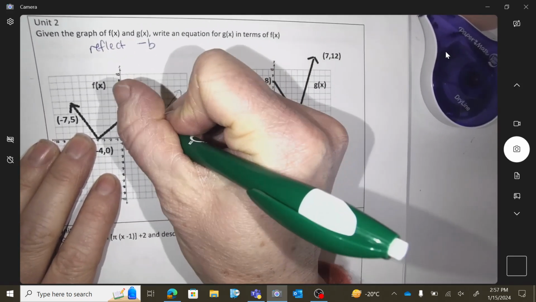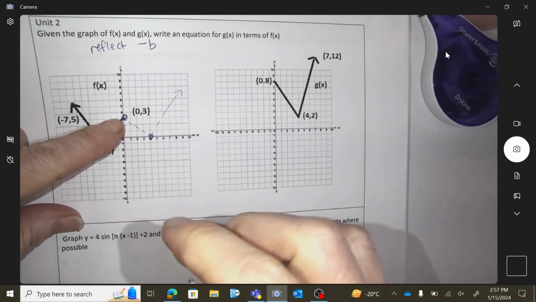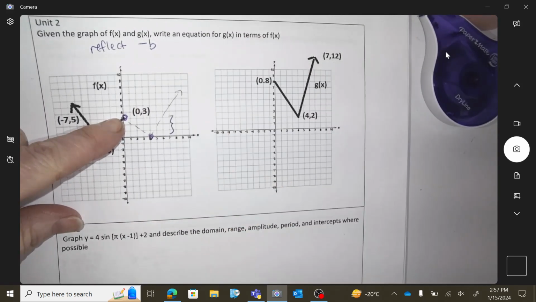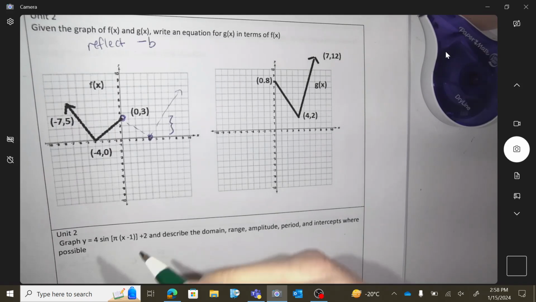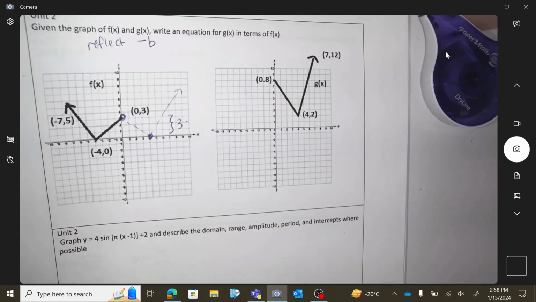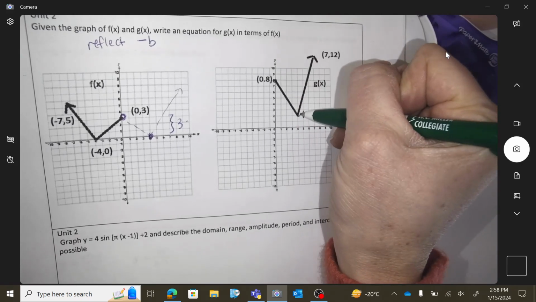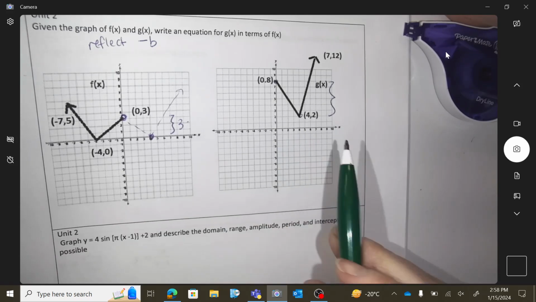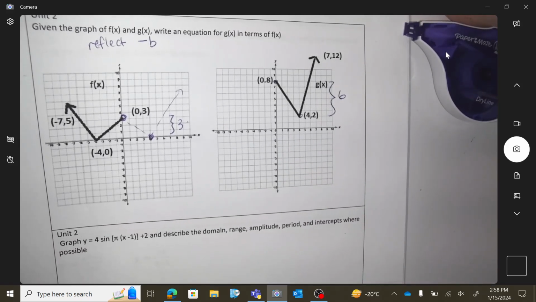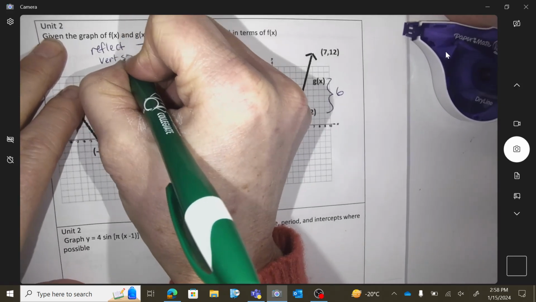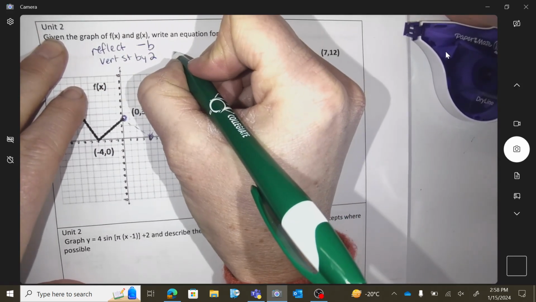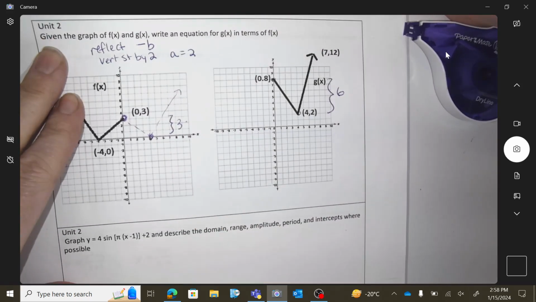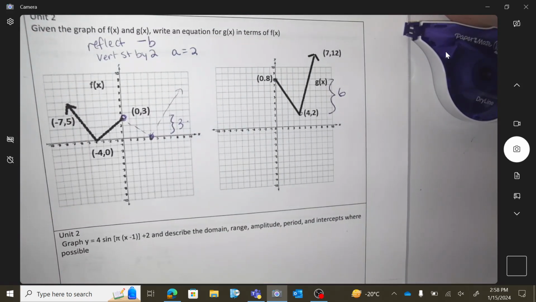Let's talk about these 2 points right here. What is the space between them? 1, 2, 3. There's 3 spaces between them. How many spaces are between them over here? 6 spaces vertically. So how did we stretch that vertical space? Vertical stretch by 2. So that's an A, right? I'm going to be doing an A of 2.